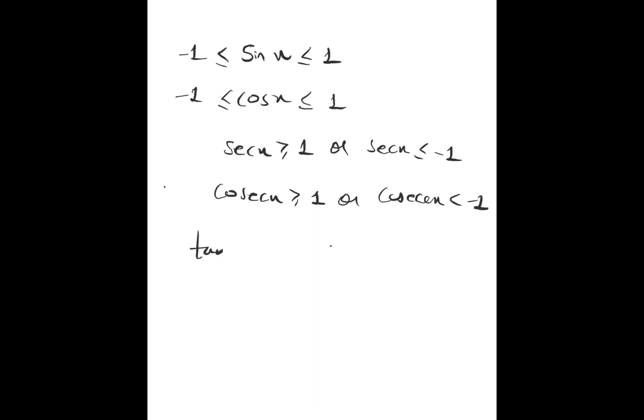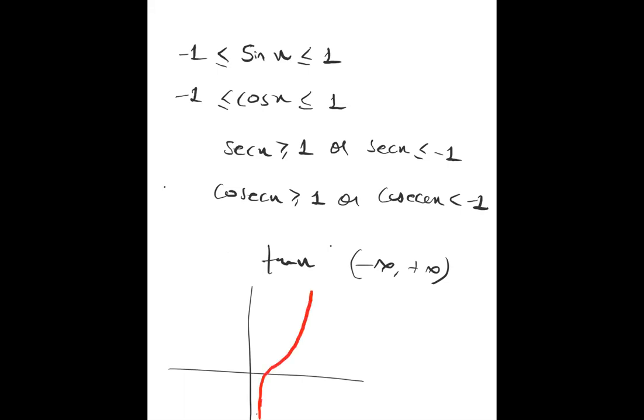Tan x is basically from -infinity to +infinity. Tan x varies and can have any value, because you have seen in the graph that it goes from -infinity up to +infinity. It has got all the values. So tan x belongs to -infinity to +infinity. So these are all the ranges of the trigonometric functions.